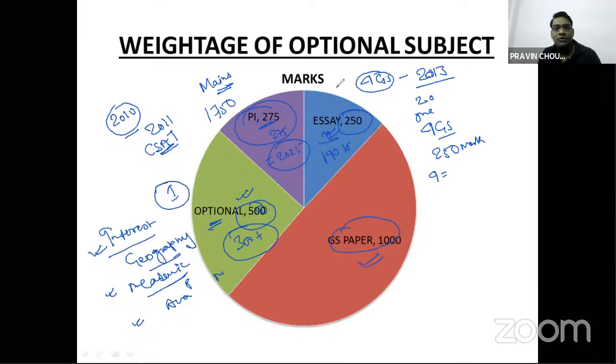In GS the problem is whether to read new NCERT or old NCERT. When we talk about the optional subject, it requires a very good understanding of the subject and good knowledge of sources. What are the important sources for the study of the entire optional subject?